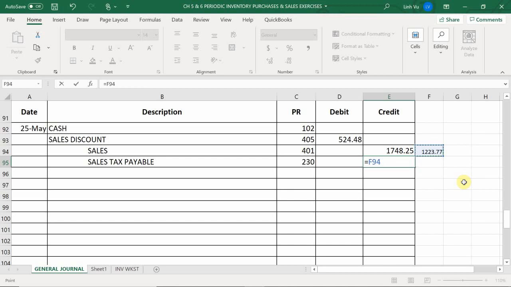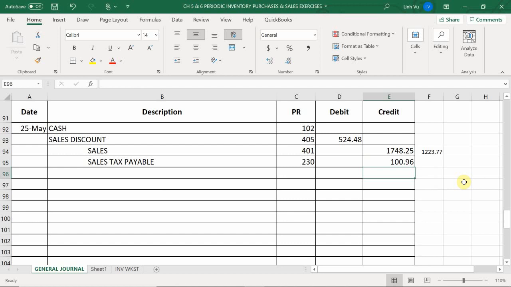So if your total sales right now is $1748.25, but you said $524 of it is not taxable, you need to subtract that amount out from the 1748 to get the 1223.77. And that's the amount that you're going to be taxing on, the 1223.77, which in this case gives me $196. That's correct. Okay. So you are on the right track.